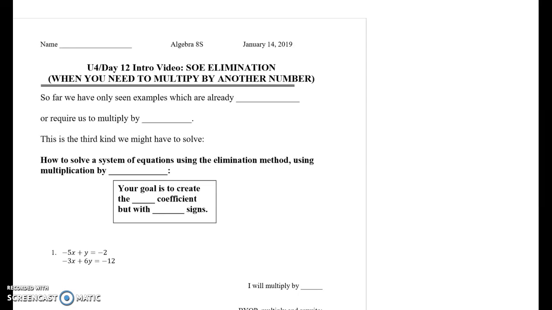Hi everybody, this is our intro lesson for Monday, and our hope is to make this video less than 10 minutes. So let's see. So far we did elimination where we already had the same coefficients with different signs.